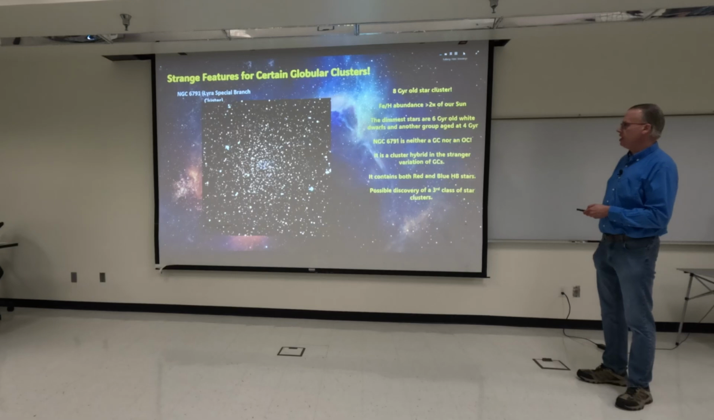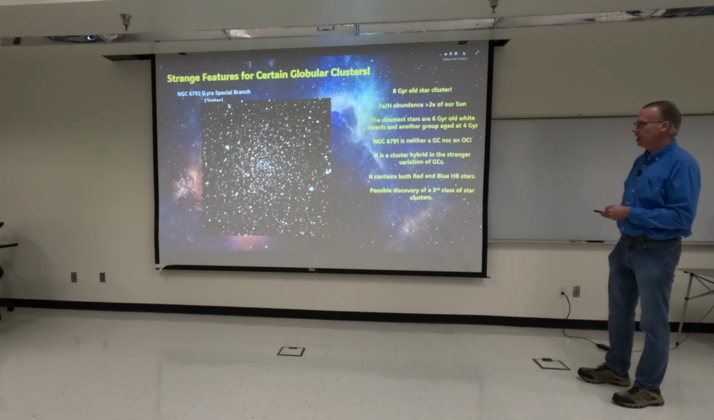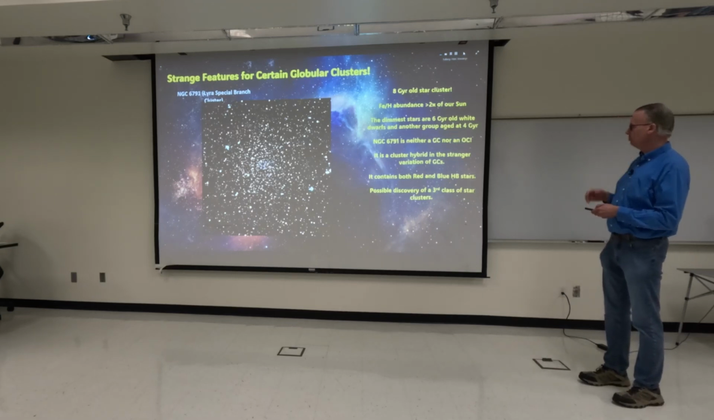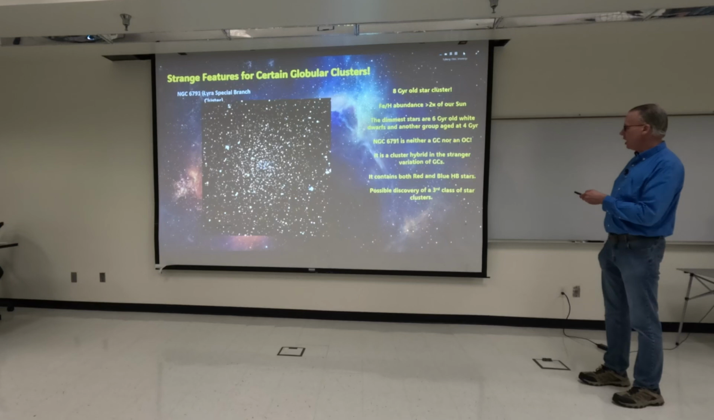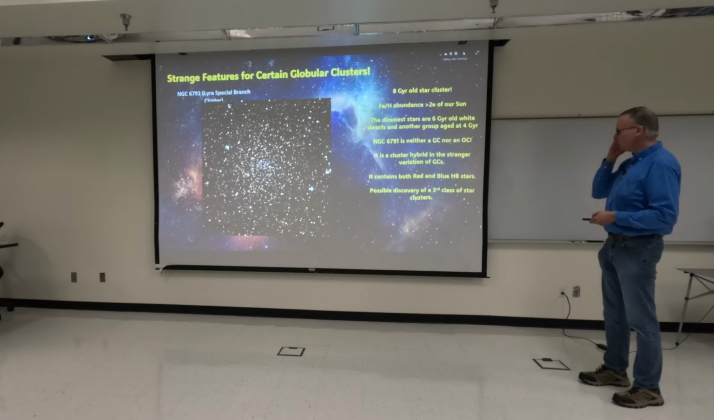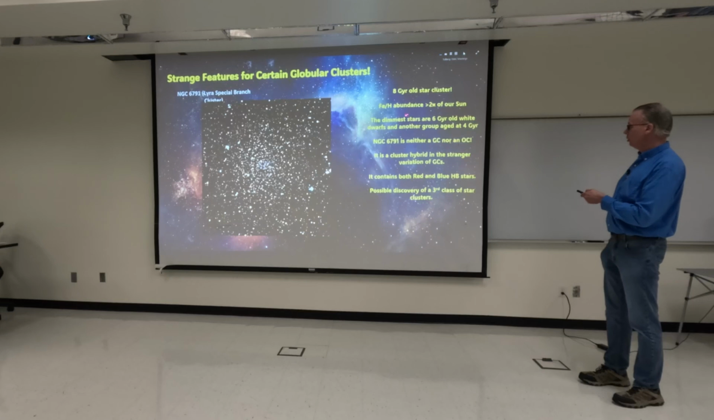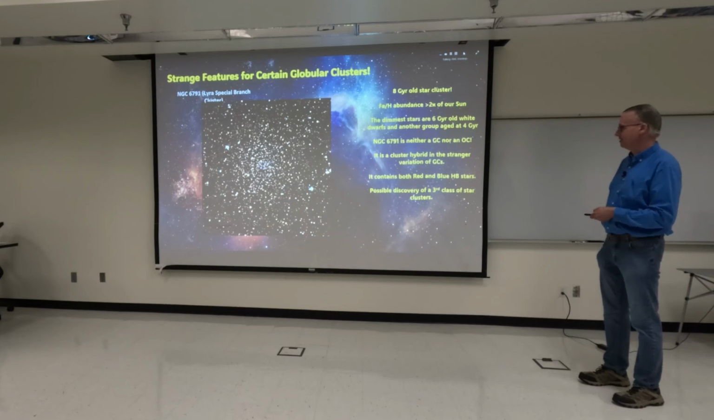This is NGC 6791. This is what I call the Lyra special branch cluster. What's odd about this is that it's on the list of globular clusters, but it's 8 billion years old. It has twice the amount of metals that we find in the sun. The dimmest stars are 6 billion years old, which are the white dwarfs, but there's another group of stars that are only 4 billion years old. And it's a strange hybrid between that.